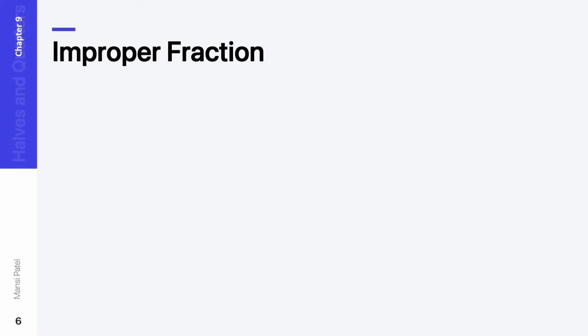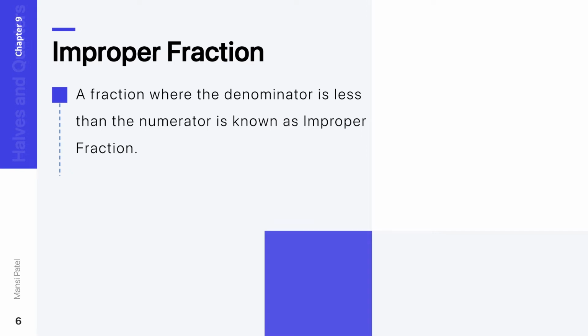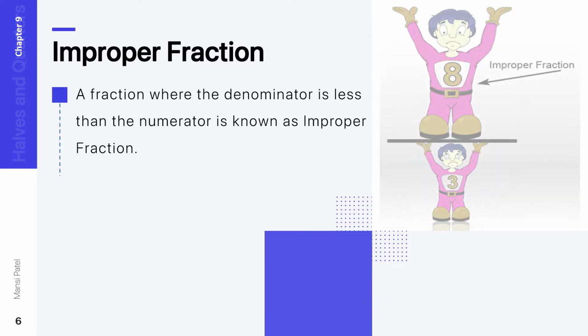Now what is an improper fraction? That is the opposite of a proper fraction. A fraction where the denominator is less than the numerator. In a proper fraction, the numerator is less, whereas in the improper fraction, the denominator is less than the numerator. Then that fraction is known as an improper fraction.